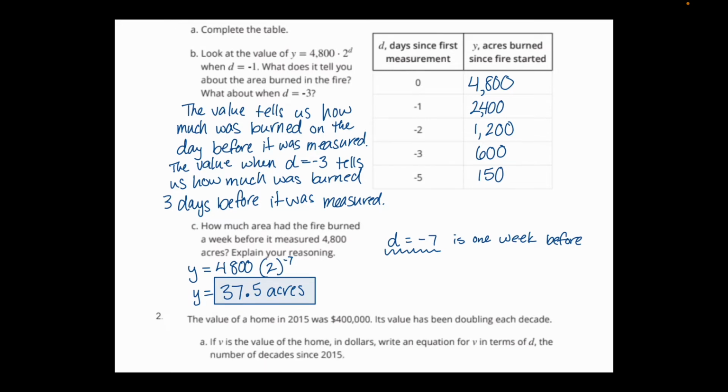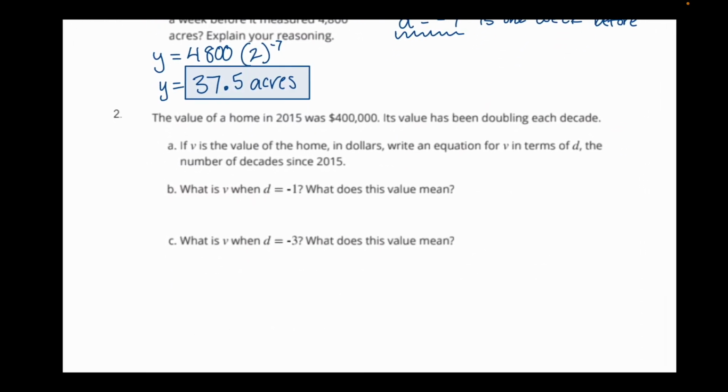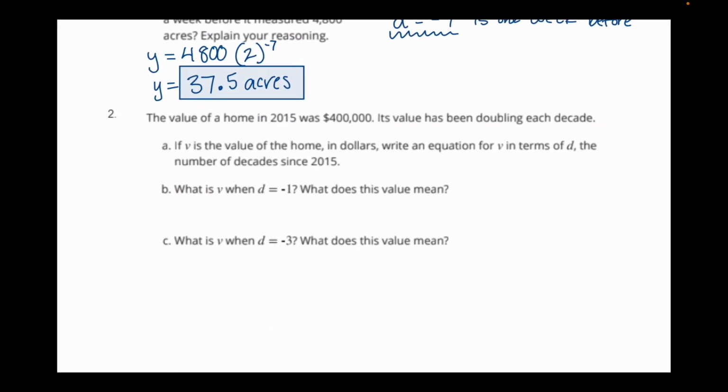So let's look at question 2. Question 2 says the value of a home in 2015 was $400,000, and its value had been doubling each decade. If V is the value of the home in dollars, write an equation for V in terms of d, the number of decades since 2015.